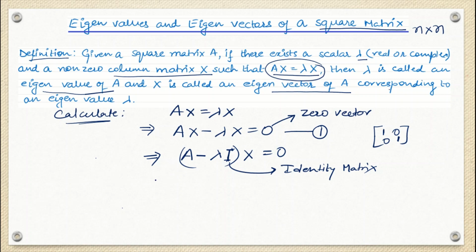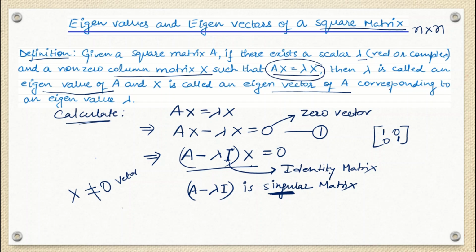Now, to make this equation true, what do we have to do? We have said that x is not a zero vector. This condition becomes true when A minus lambda I is a singular matrix. We have already discussed what a singular matrix is. In other words, the determinant of A minus lambda I should be equal to 0. This is my equation number 2.